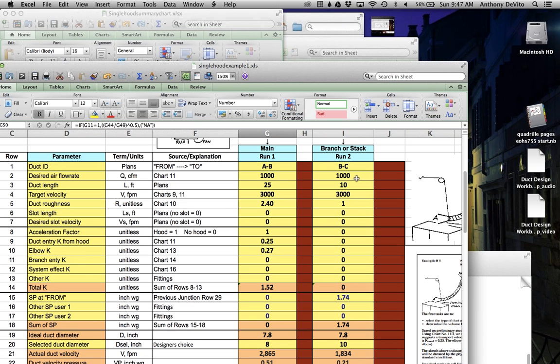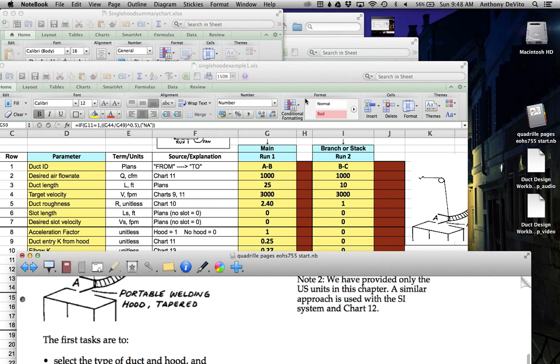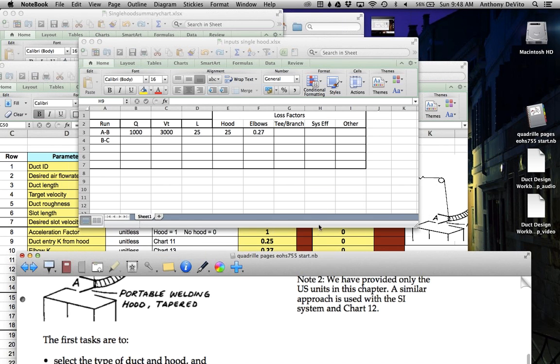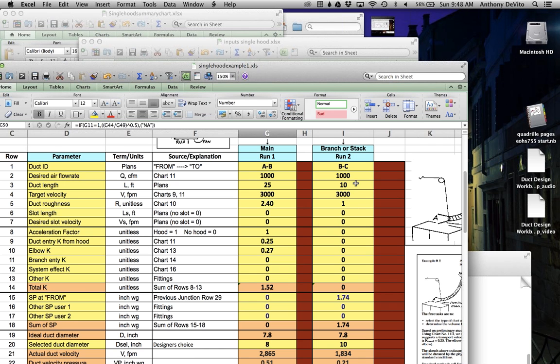So now we still want the desired flow rate of 1,000. This time, how much duct was in that? We said we're going to make our own. It's not actually there, we added our own. So this is uncharted territory. We said we're going to make our stack 10 feet long. So the height of the stack that we've added is 10 feet long. It's not in the original diagram.